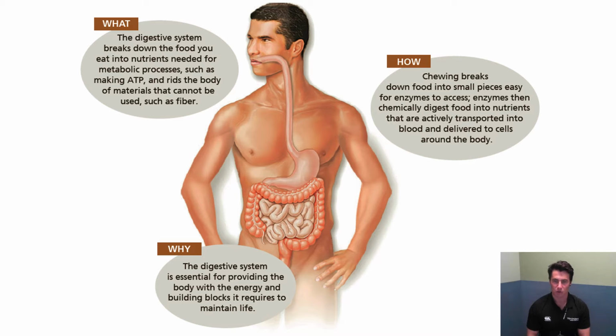How do we do that? Chewing breaks food down into small particles that are easily digestible, for enzymes to break down, for mechanical breakdown. Then these nutrients are actively transported by our blood and delivered to cells around the body. The digestive system is essential for providing the body with the energy that it needs, and the building blocks that it requires to maintain life, which, as we know, is the primary function of our body.